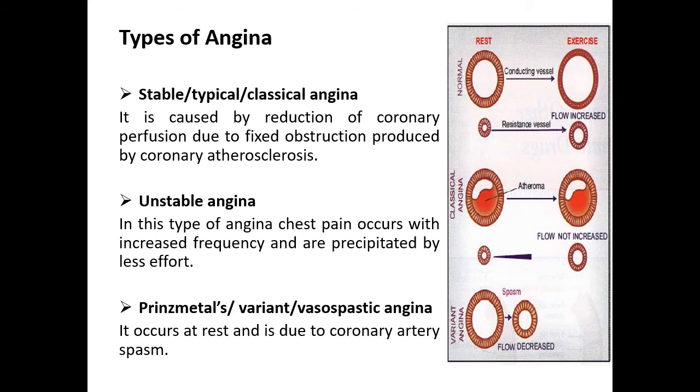Now coming to types of angina. Angina is basically classified into three categories. First is stable, typical, or classical angina. It is the basic form of angina and most commonly occurs. That's why it is called typical or classical angina.